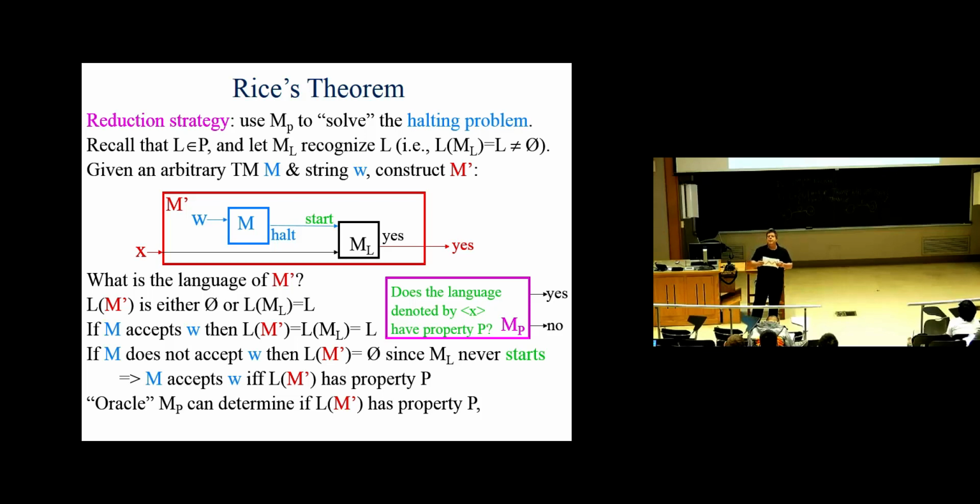And so if you had a decision procedure, an algorithm, a way to detect whether the language of M prime has this property P, you've just solved an arbitrary instance of the halting problem. In this process, you use this compilation of M and W, the instance of the halting problem, into an M prime, and then ask the oracle or the subroutine about M prime, whether its language has this property. And so you've solved the halting problem.